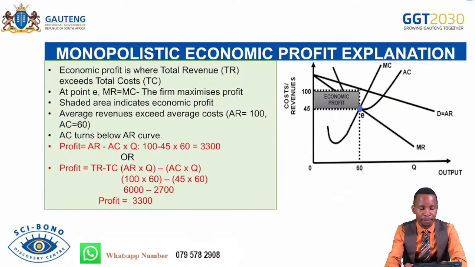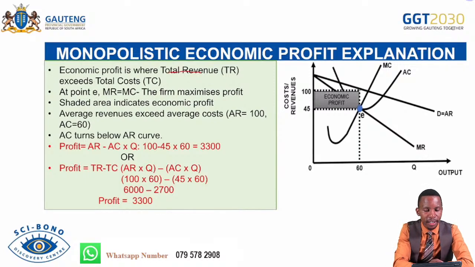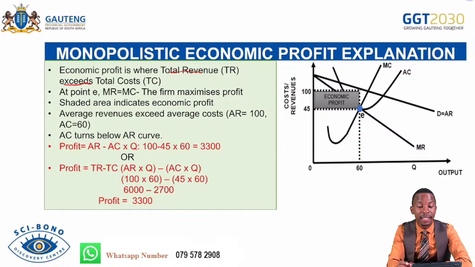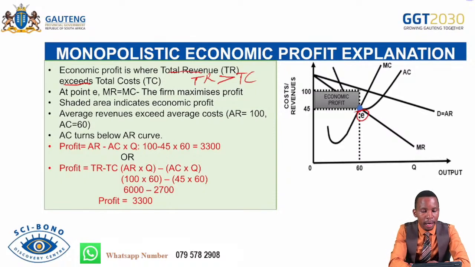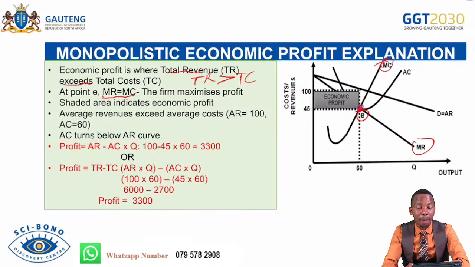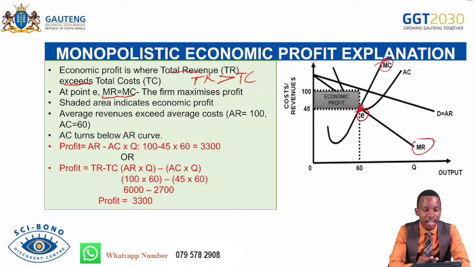The same graph comes back. So economic profit is where total revenue exceeds the total cost. If TR is greater than TC, the firm will be enjoying what we call a supernormal profit. At point E, this is the point, MR equals MC. Marginal revenue and marginal cost are both equal here. So we call this the profit maximization point. And then the shaded area indicates economic profit. We can see the shaded area in there.